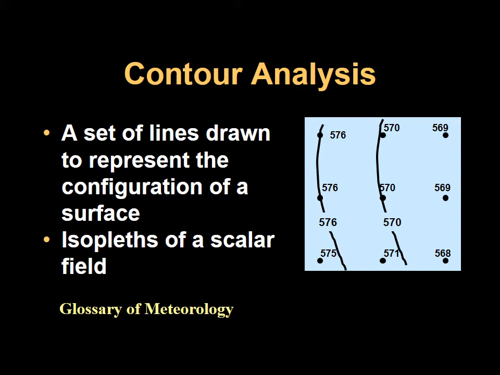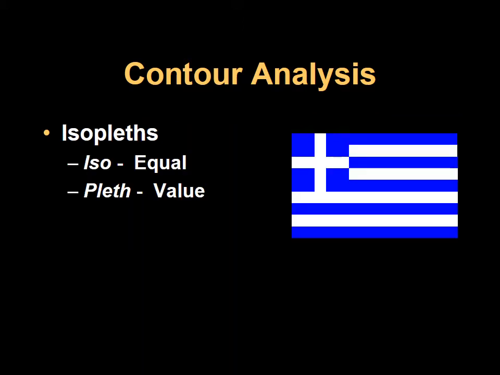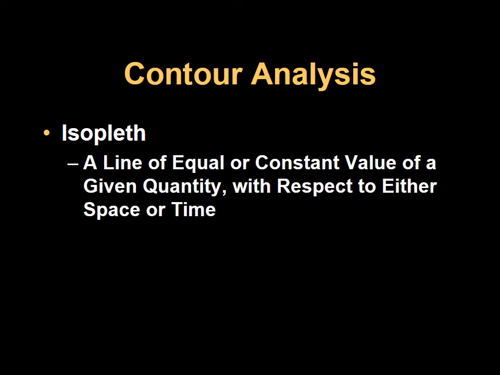And we use something called isopleths, and isopleths are only used for scalar fields. We'll talk about what you use for vector fields later. Isopleth comes from the Greek words iso and pleth, which mean equal and value, so these are lines of equal value. So by definition, lines of equal or constant value at any particular time.